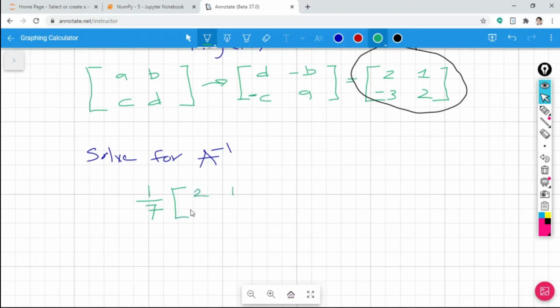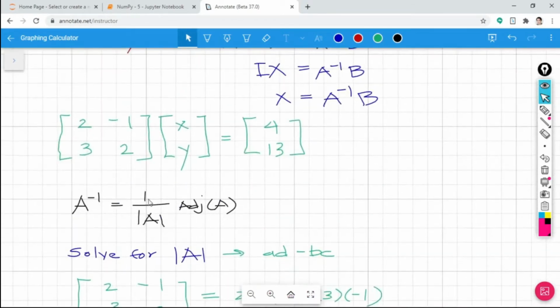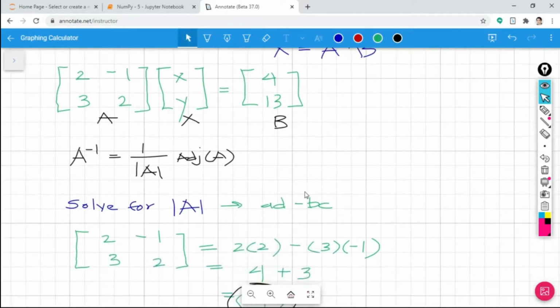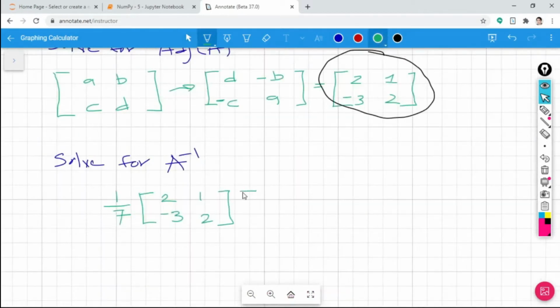So 2, 1, so negative 3. And we have 2. Then, if you remember our formula, okay, so we multiply the adjoint. So this one is the inverse. Then we multiply by b. So by the way, this is the b. So this one is A. This one is x. This one is the b. So we multiplied the matrix, okay, by 4 and 13 also. So this one, so we multiply this by 4 and 13.